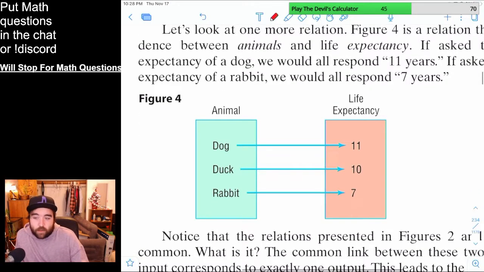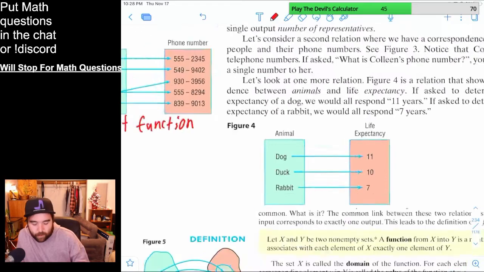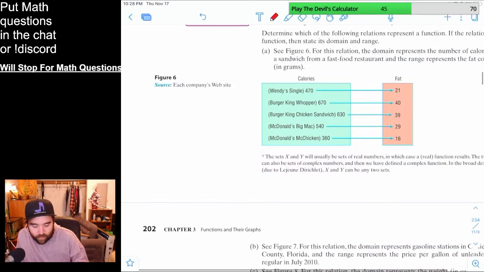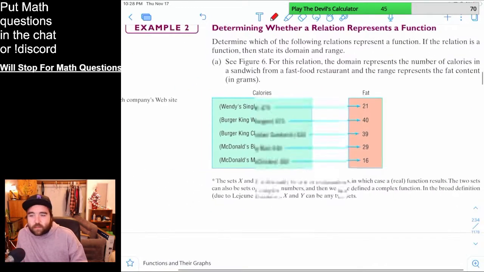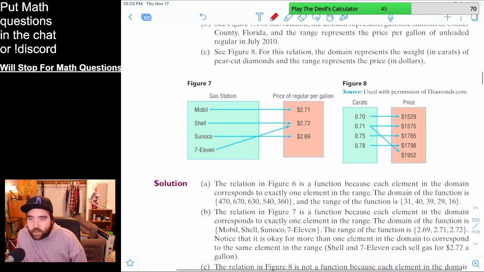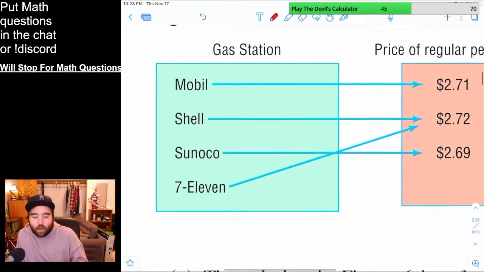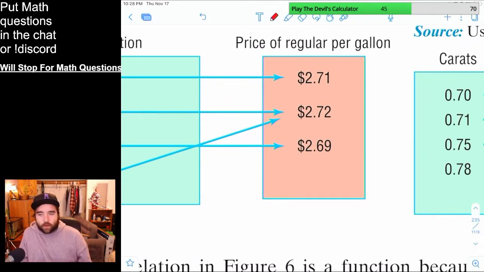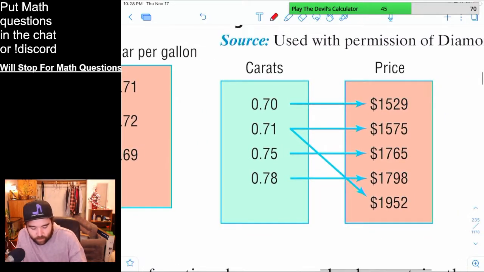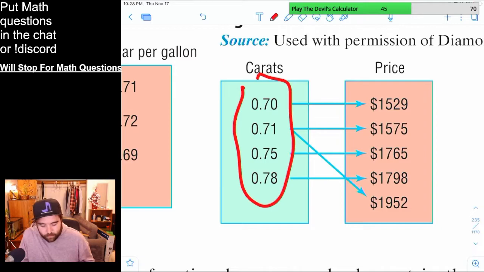You look at this one, this is a function because dog has 1 life expectancy. Duck has 1 life expectancy, and so on. And that's the same idea with these. You look at these, same idea. You look at these, same idea. They're all functions because each one thing over here only has 1 answer. Each one thing over here, actually here it's not true, is it?